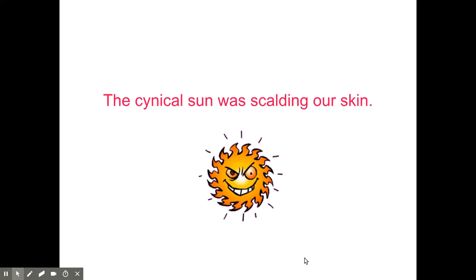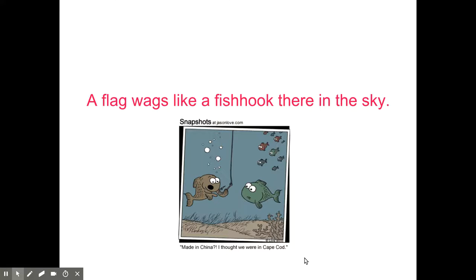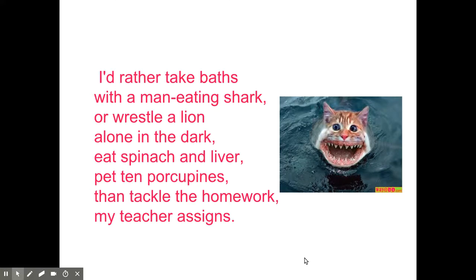Okay, so that's alliteration, repeated beginning consonant sounds. Those sounds that are repeated. Cynical, sun, scalding, skin, s. But you can do it with any letter. The flag wags like a fishhook there in the sky. If you said this was a simile, you would be correct because it is using the word like, and it's comparing the flag wags to a fishhook there. All right, I'd rather take baths with a man-eating shark or wrestle a lion alone in the dark.